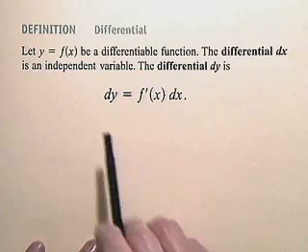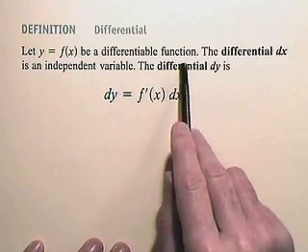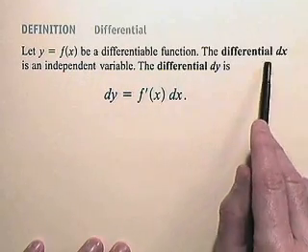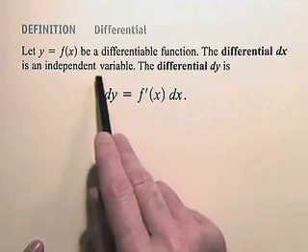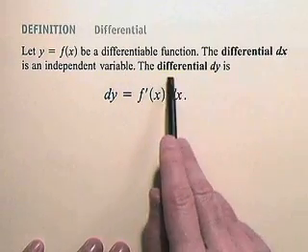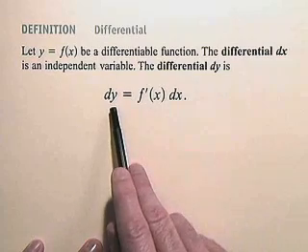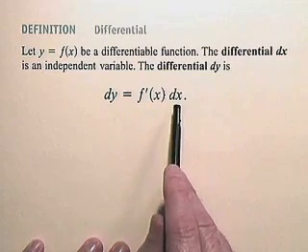Another useful concept that's related to linearization is the concept of the differential. Let's see how that's defined. Let y equal f of x be a differentiable function. The differential dx is an independent variable. The differential dy is dy equals f prime of x dx.